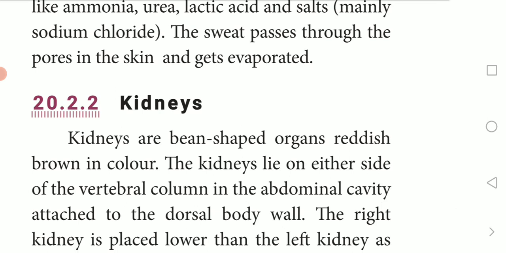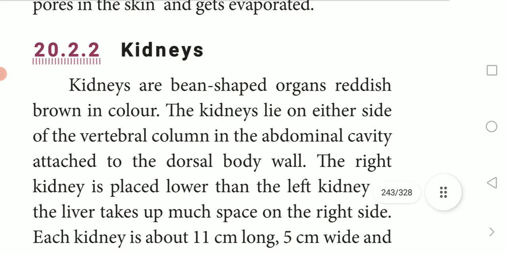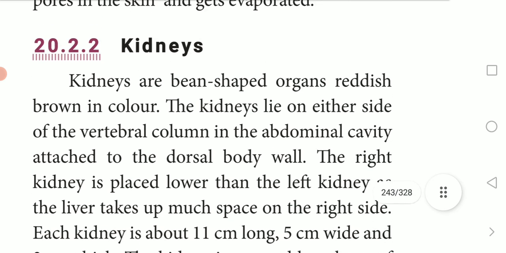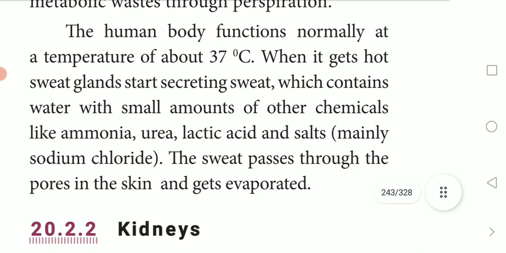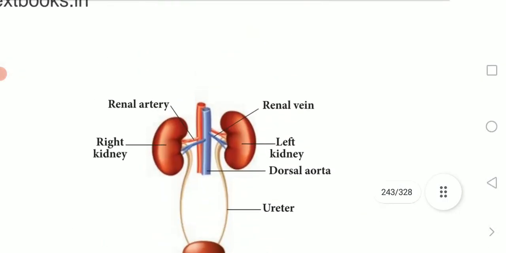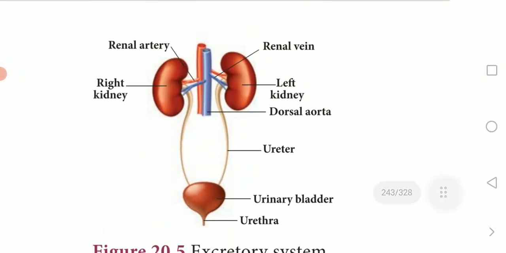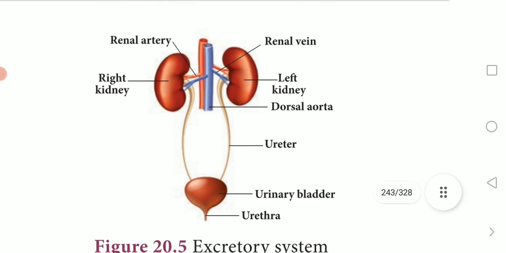The skin is the outermost covering of the body. It stretches all over the body in the form of a layer. It accounts for 15% of an adult human's body weight. There are many structures and glands derived from the skin. It eliminates metabolic waste through perspiration. The human body functions normally at a temperature of 37 degrees Celsius. Underline it. It's very, very important.